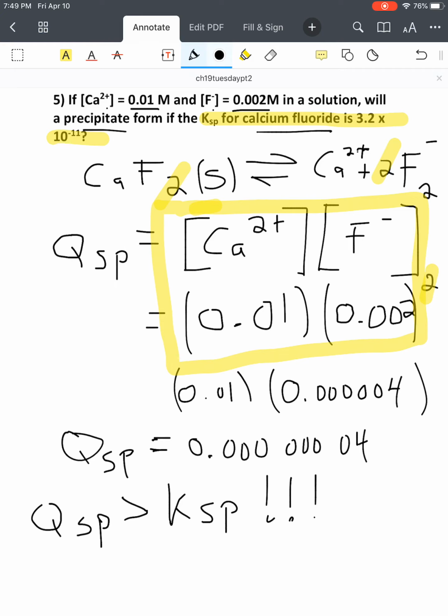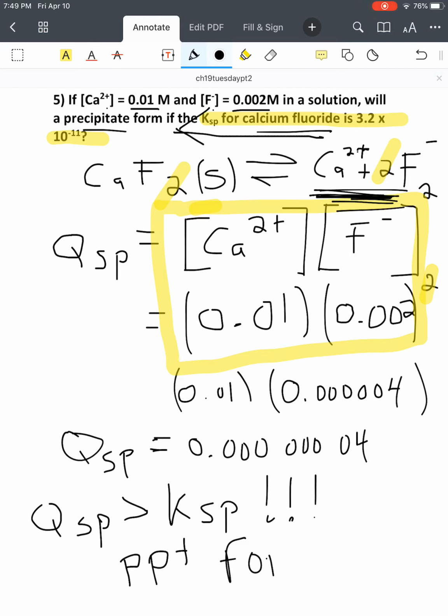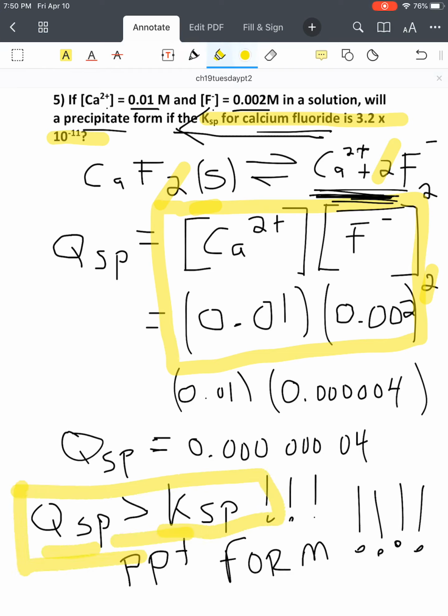If Q is greater than K, we're product heavy. In this case, that means we have too much of our ions. We've got too much calcium and fluoride ion. And the system, to reestablish an equilibrium, will shift back to the left. So guess what? We could fully accept or expect that a precipitate will indeed form based on our mathematical prediction. And that's all because Q is greater than KSP. Our ion concentrations are too large, and a precipitate will certainly form.